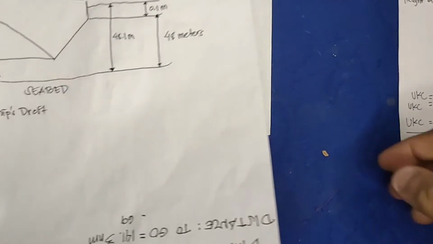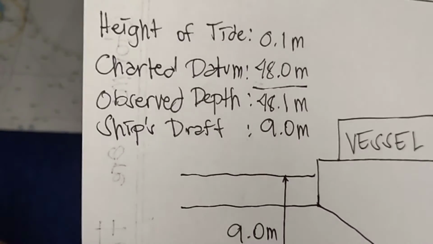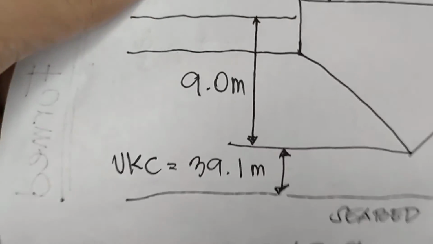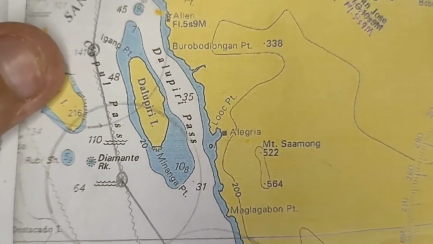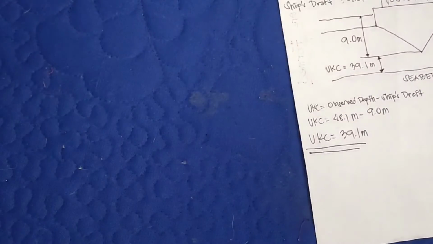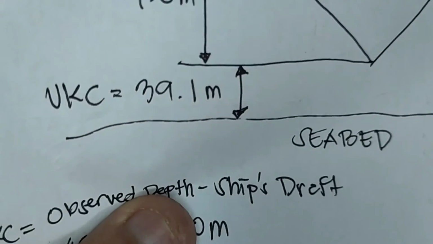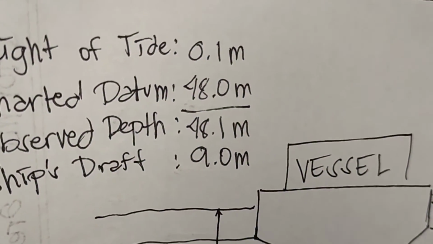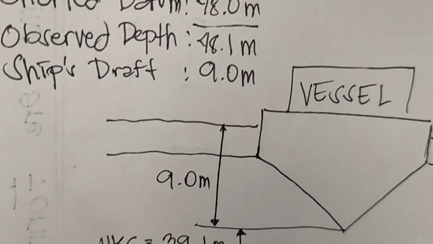The next is the Diamante Rock. At the time of 10 hours and 24 minutes, we have a height of tide of 0.1 meters, as seen in the table. In the charted datum, as seen in the chart, it has 110 and 48, but we need to still choose the lowest number, which is 48. So 48 meters will be the charted datum. Then we add that to the height of tide, which is 0.1, to find the observed depth. So the observed depth is 48.1 meters.